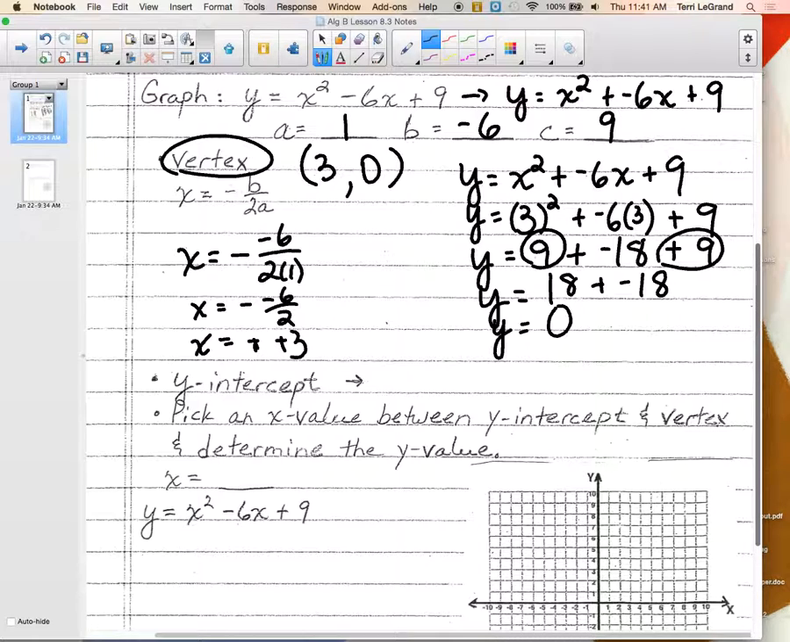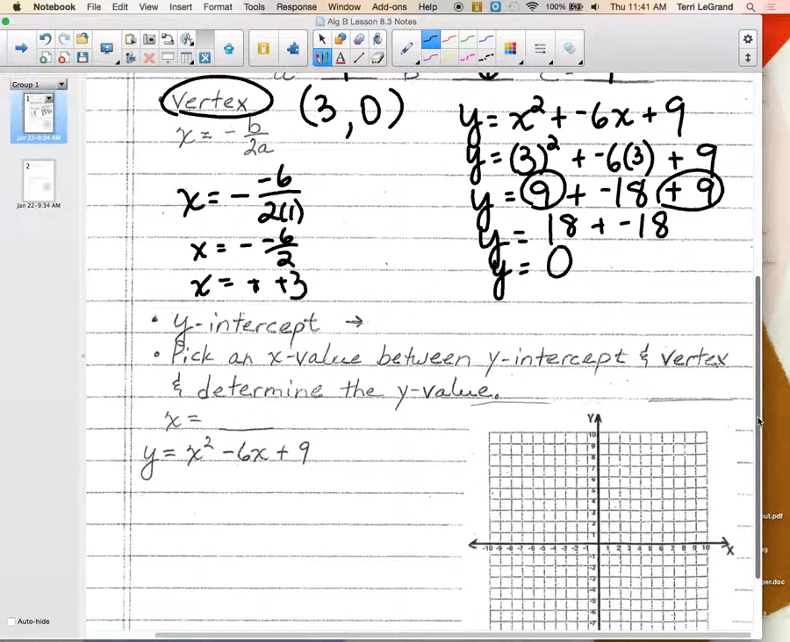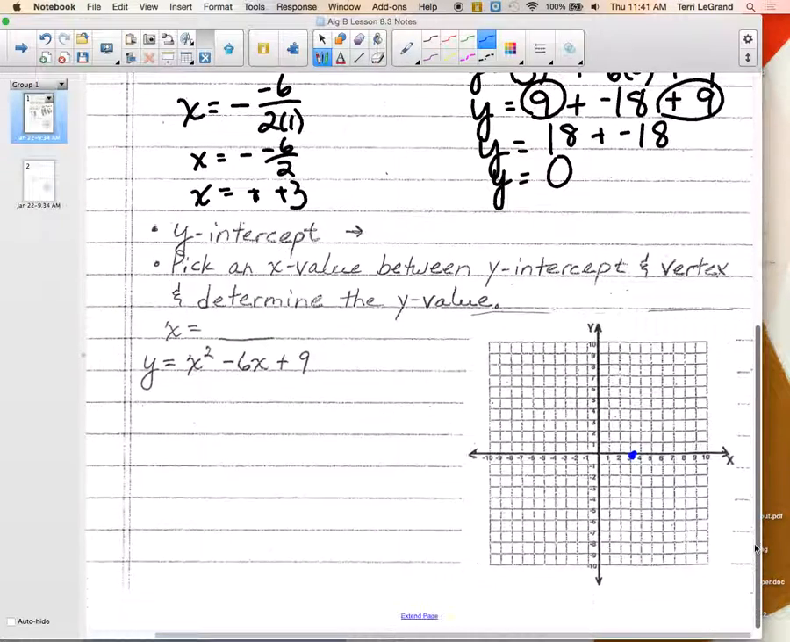So let's go put that point on our graph before we move on. Let's put our vertex on our graph. Ordered pair 3, 0. So put a point at 3, 0 on your graph. There's where our vertex is going to be. Is this going to open up or is this going to open down? Up, because it has a positive a value. So from here, it should branch up. Okay? So now, our next point that we're going to pick is the y-intercept.